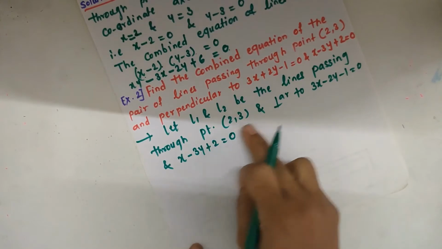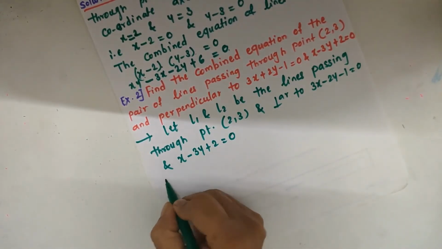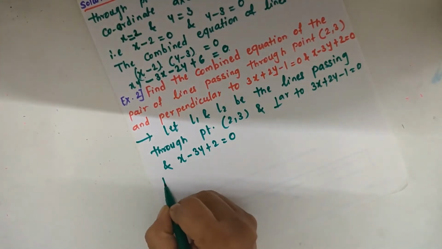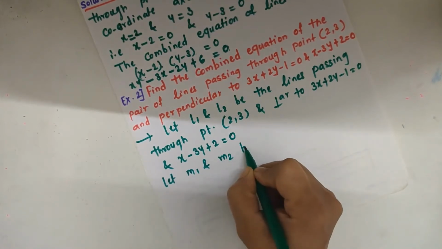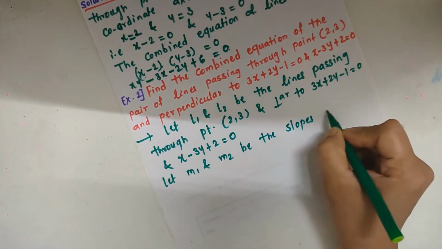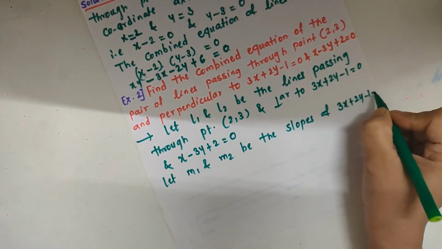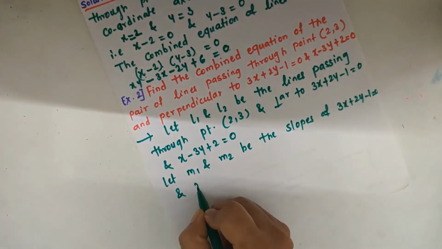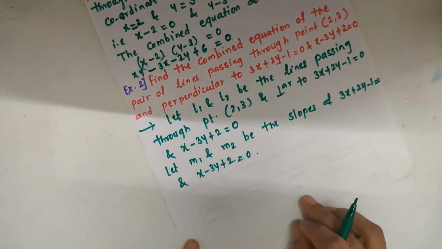Now the required lines are perpendicular to this line. So first find the slope of these two lines. Consider, let M1 and M2 be the slopes of 3x plus 2y minus 1 is equal to 0 and x minus 3y plus 2 is equal to 0 respectively.